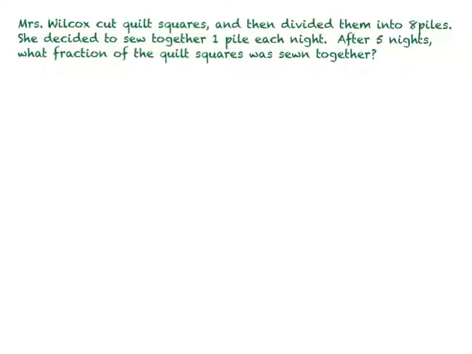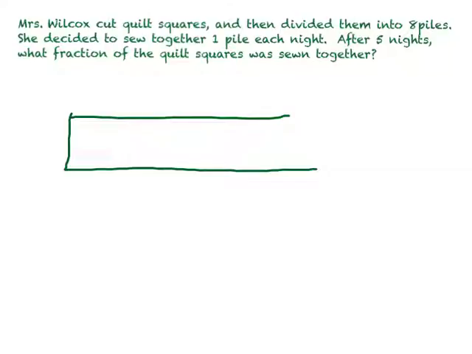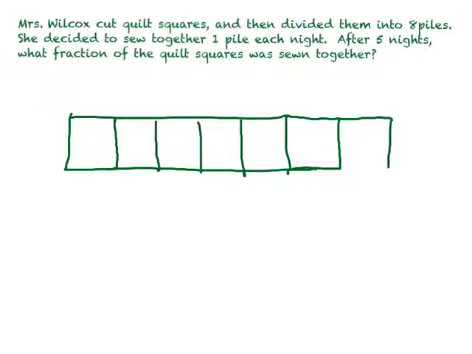So let's get into a tape diagram. We know that she made 8 piles. Here's 1 pile, 2, 3, 4, 5, 6, 7, 8 piles. So let's confirm. Always check: 1 pile, 2, 3, 4, 5, 6, 7, 8 piles. There's our 8 piles. We know that she sewed 1 pile per night.